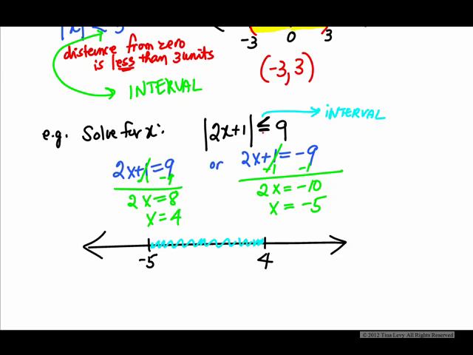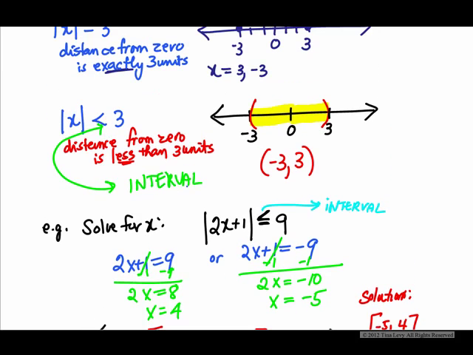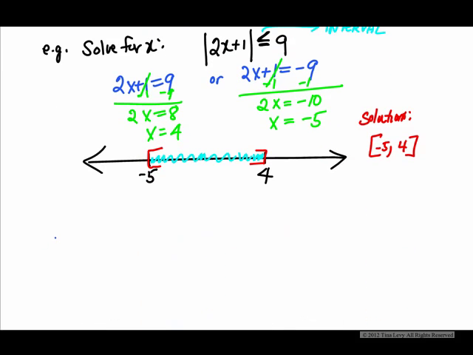Now, because there was an equal sign, instead of not including the endpoints, it's going to include the endpoints. So my solution for this inequality will be all the values from negative 5 to 4. It is that interval, and that's the solution. Anytime we see a less than, that's telling us it's an interval.